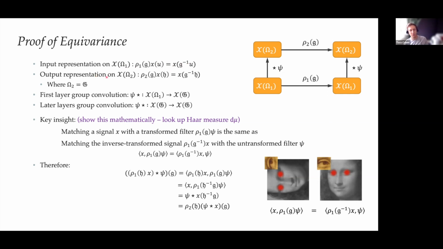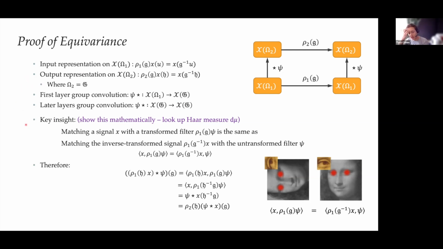And we saw that the output of the first layer group convolution would be a signal on the group itself. And again, a very similar equation tells us how such signals transform. In later layers, we will want to define a group convolution that takes a signal on G and produces as output also a signal on G. And we can give a proof that is independent of the specifics of the space omega and group G.